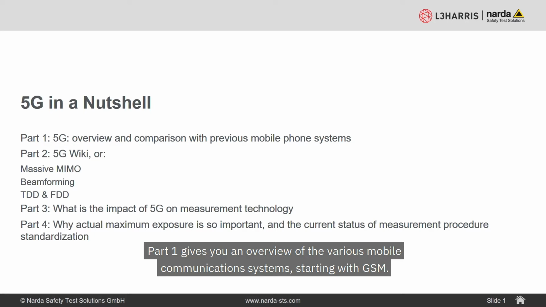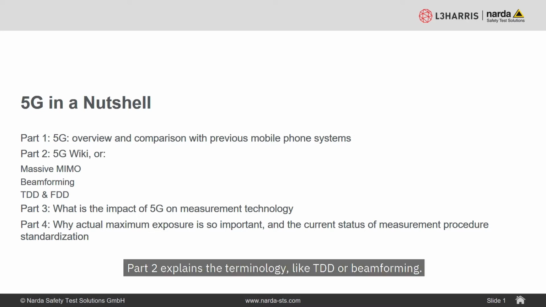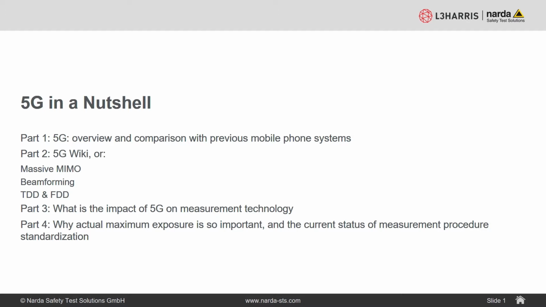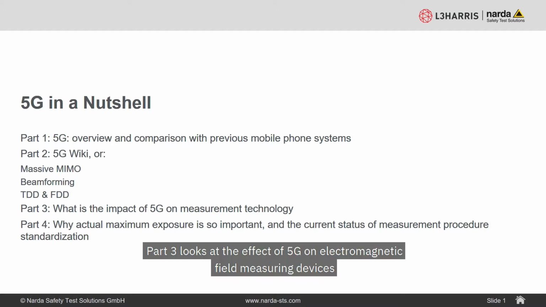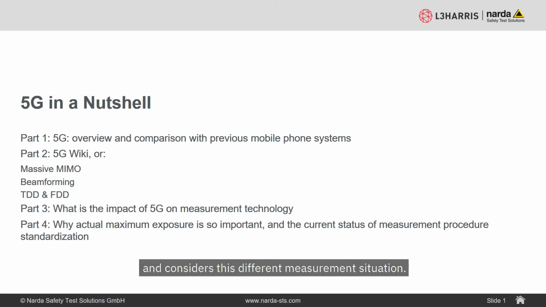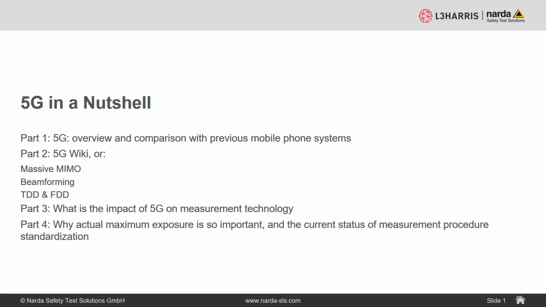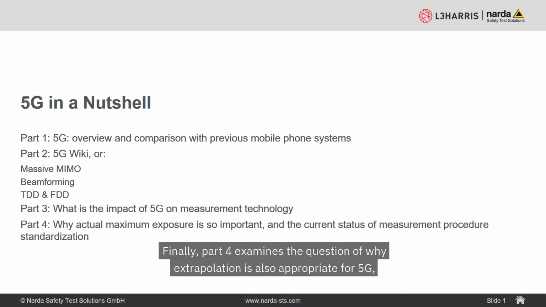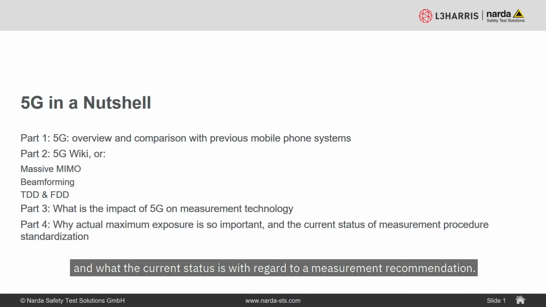Part 1 gives you an overview of the various mobile communication systems, starting with GSM. Part 2 explains the terminology like TDD or beamforming. Part 3 looks at the effect of 5G on electromagnetic field measurement devices and considers the different measurement situation. Finally, Part 4 examines the question of why extrapolation is also appropriate for 5G and what the current status is with regards to a measurement recommendation.